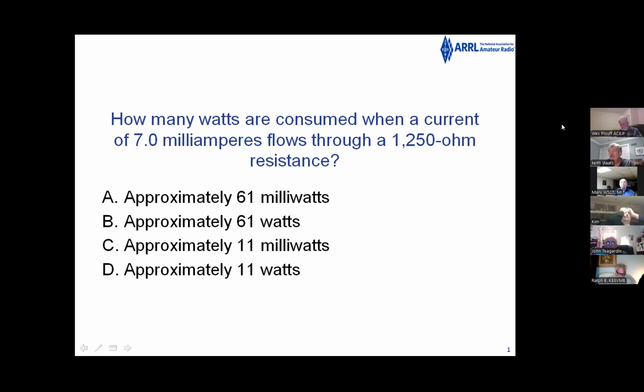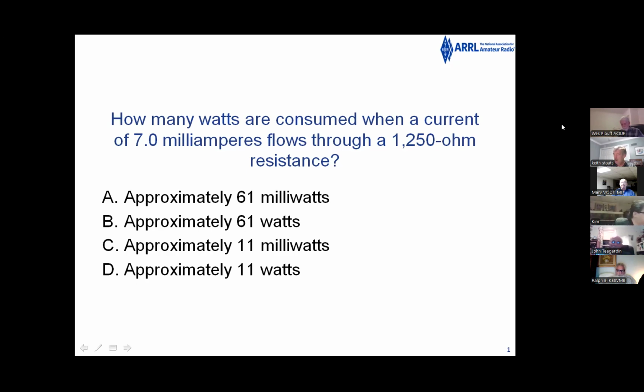This is not quite Ohm's law, but this is a basic equation. So the question is, how many watts are consumed when a current of 7 milliamps flows through a 1250 ohm resistance? 61 milliwatts, 61 watts, 11 milliwatts, or 11 watts. So they're stuck on 11 and 61 with some decimal point problems there. So you guys wanted some with math. This is the math one.